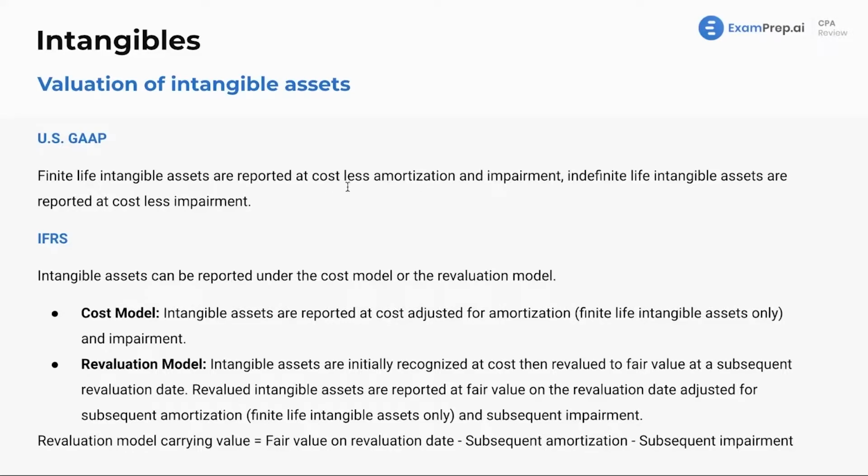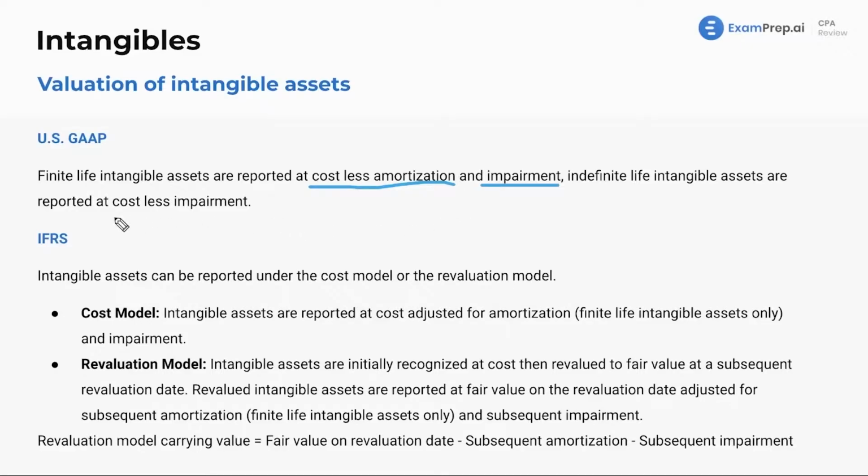So this is carrying value, right? We've seen carrying value before. Carrying value is your balance sheet cost minus amortization or depreciation and impairment. Indefinite life intangibles are reported at cost less impairment. So if you've got, let's say, a patent that is going to last forever, or copyright that's going to last forever, it's going to be reported at its cost.